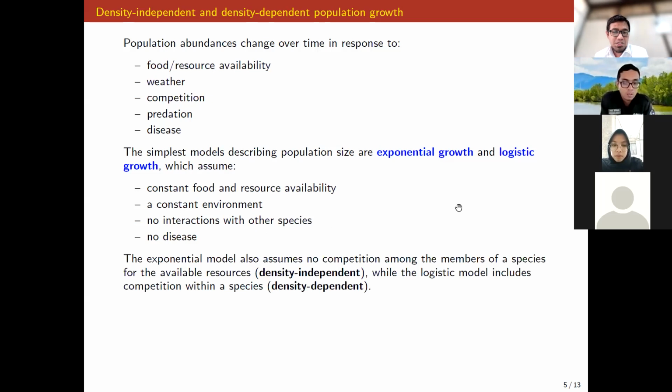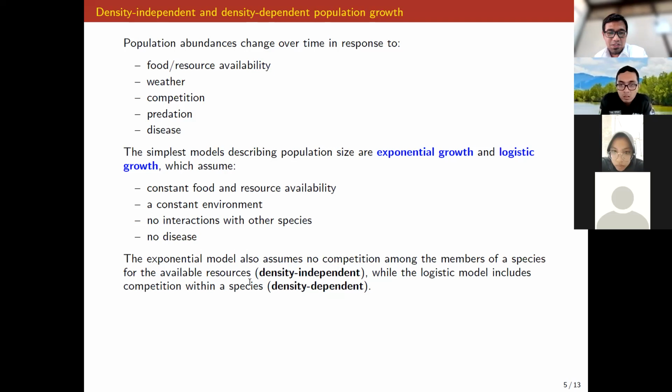And then what about competition? For the exponential model, we assume there is no competition among the members of the species, while the logistic growth will include the competition. Of course, in real situations there will be competition among members, even animals, and our species, we humans, also compete, right? Competition in getting something. Of course in animals there is also competition.